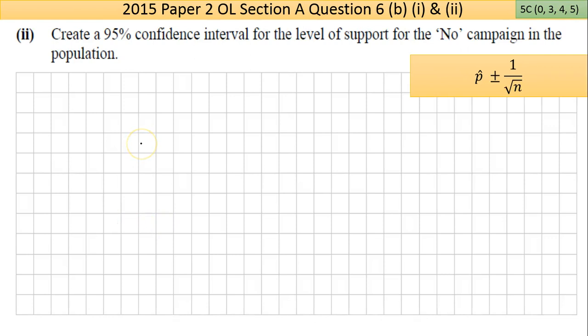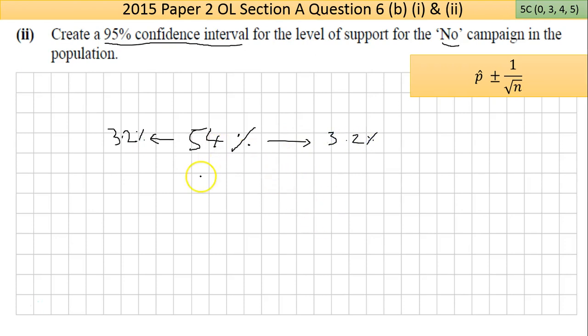Now the next part, part 2: create a 95% confidence interval for the level of support for the no campaign. We know the level of support was 54%, we were told that in the text of the question. The margin of error is 3.2%, so we go 3.2% less than it, or 3.2% greater than it.